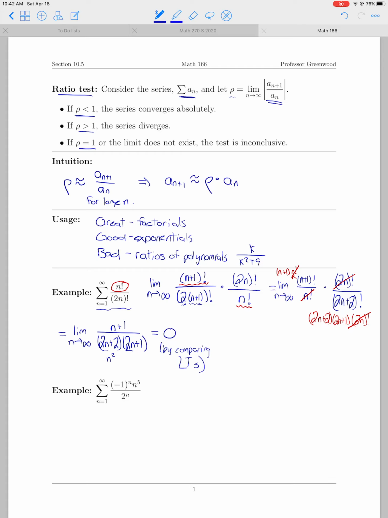And so now this is the value of rho in the ratio test. And so in this case, we can see that 0 is less than 1. And so that means the series converges by the ratio test.